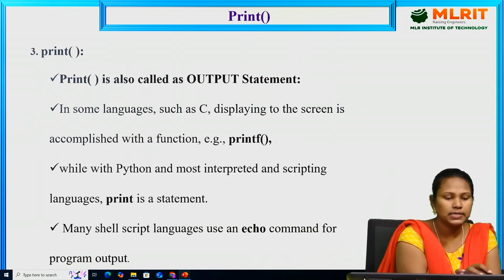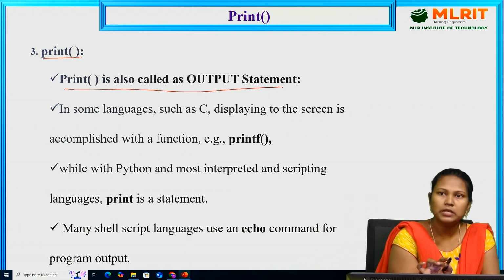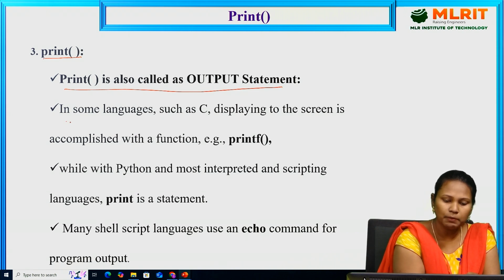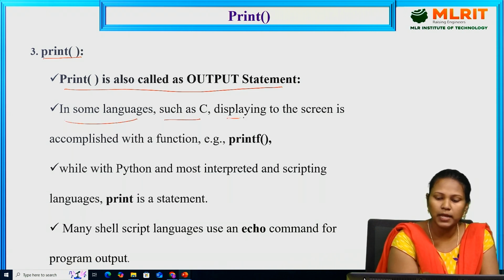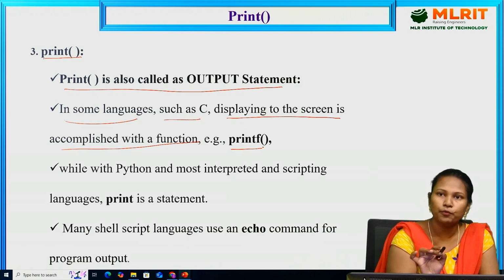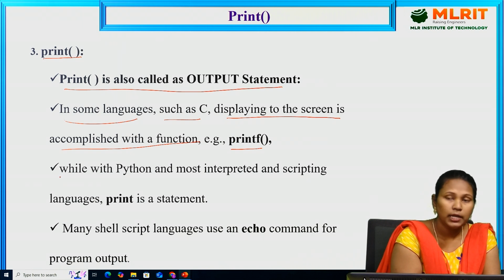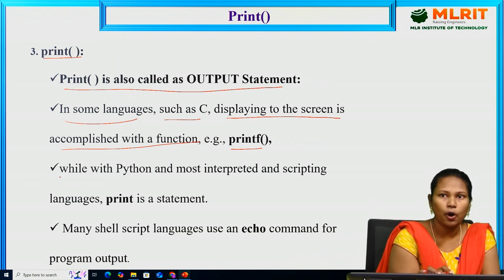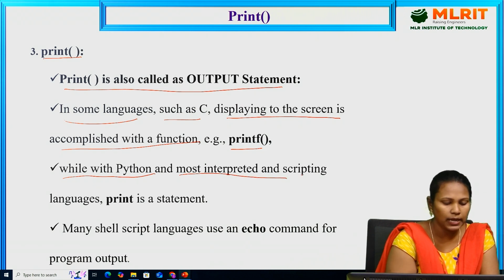The next one is the print function. The print function is an output statement, used to give the result. It is used to display the result. In some languages, displaying to the screen is accomplished with a function such as printf. In C language, if you want to print the output, we use printf. In Java, we use System.out.println. While with Python and most interpreted scripting languages, print is the output statement.